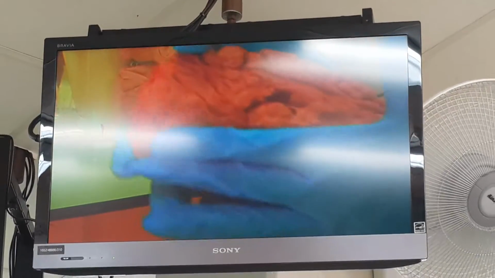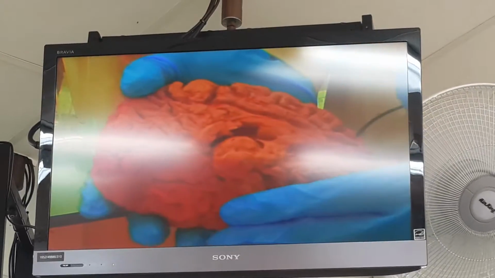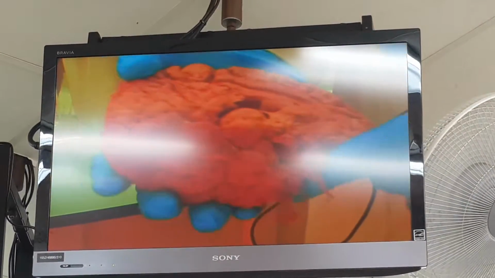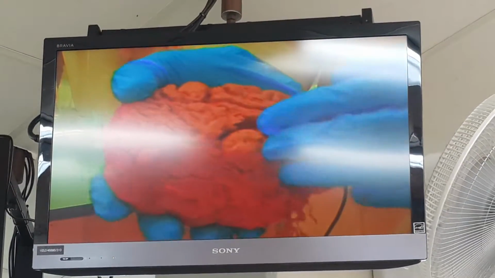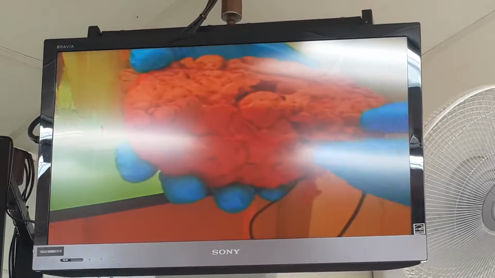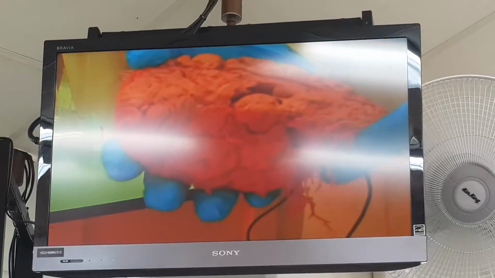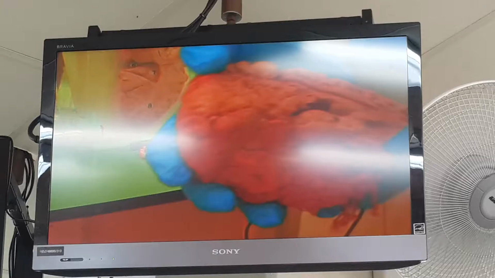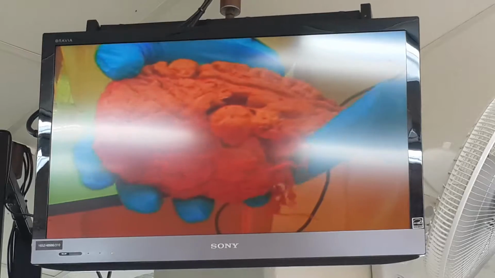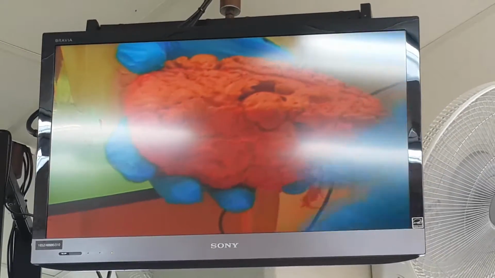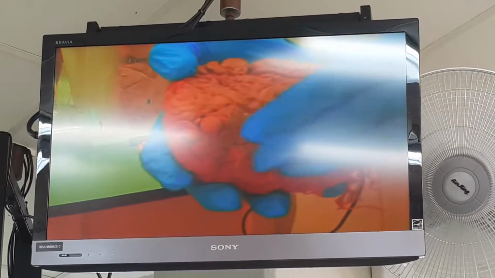This inferior surface has two parts. This posterior part is called the temporal part of the inferior surface, and this anterior part is called the orbital part. Between the two you find a sulcus called the stem of the lateral sulcus. The orbital part of the inferior surface lies over the orbit, that's why it's called the orbital part. And this part lies over the temporal lobe, that's why it's called the temporal part.